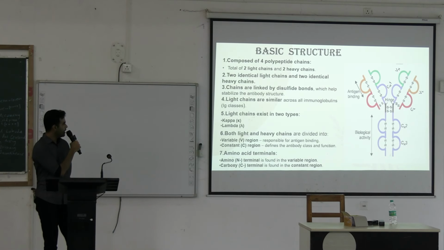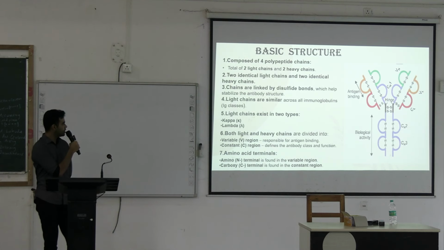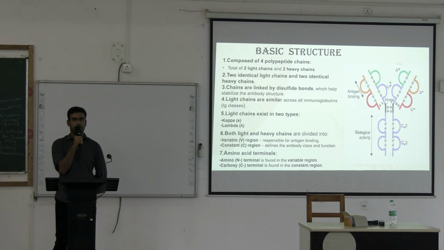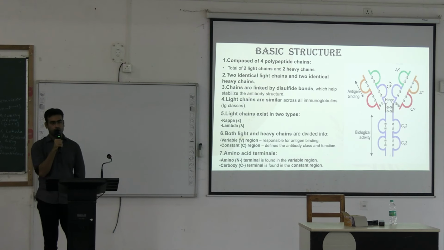Chains are linked by disulfide bonds, which help stabilize the antibody structure. Light chains are similar across all immunoglobulins. Light chains exist in 2 types, that is kappa and lambda, while heavy chains variation mainly form the 5 different classes, which are G, A, M, D, and E.